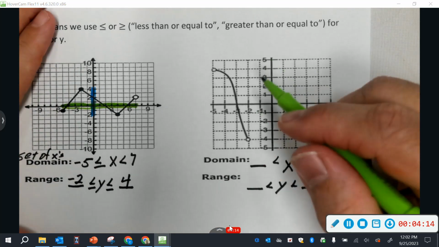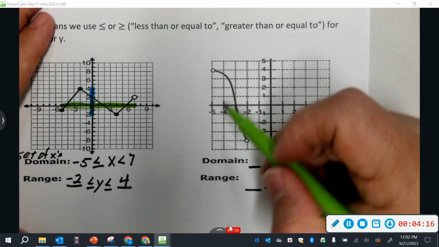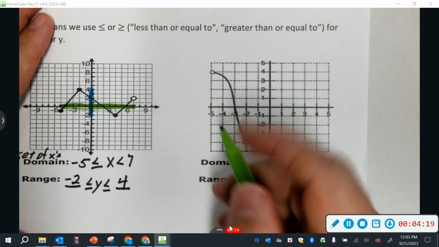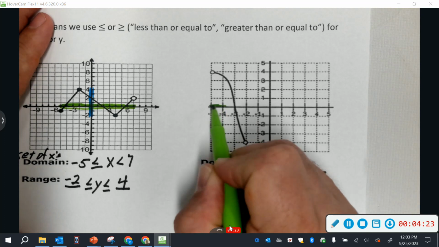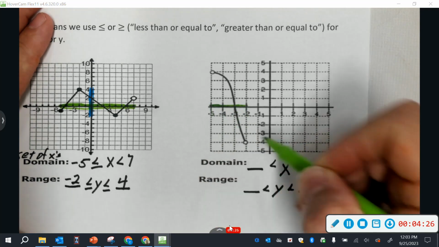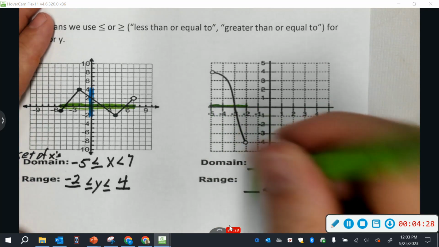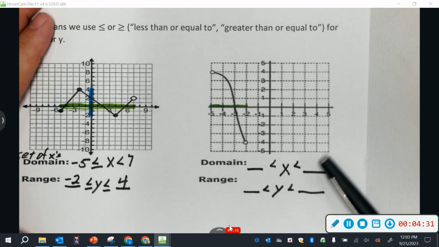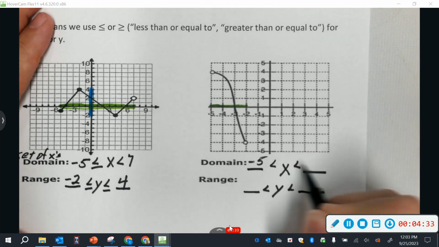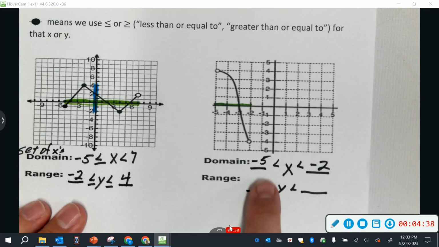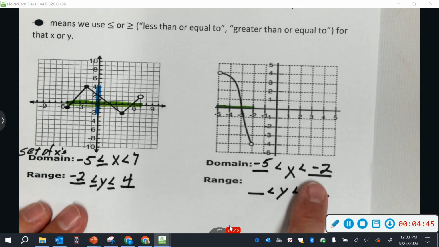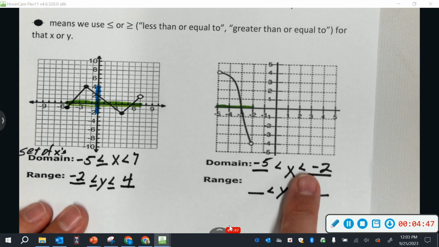Alright, so our domain. We want to get the lowest x value for our domain, which is going to be negative 5. So right here, our domain is going to go all the way from negative 5 to negative 2. This is going to be your domain right here. Negative 5 all the way to negative 2. We would say our domain is all real numbers greater than negative 5 and less than negative 2. Notice I didn't say equal to.